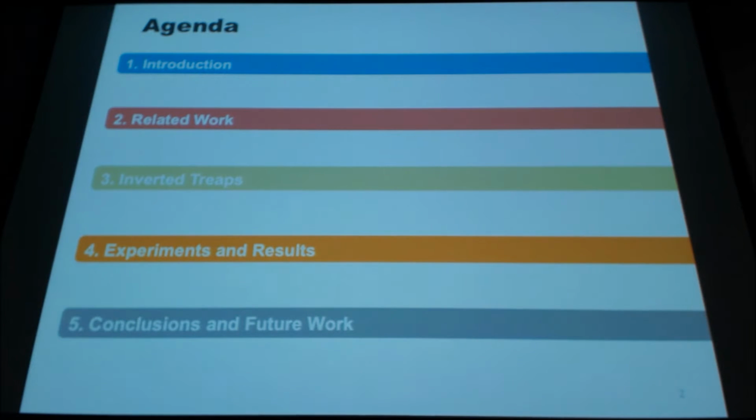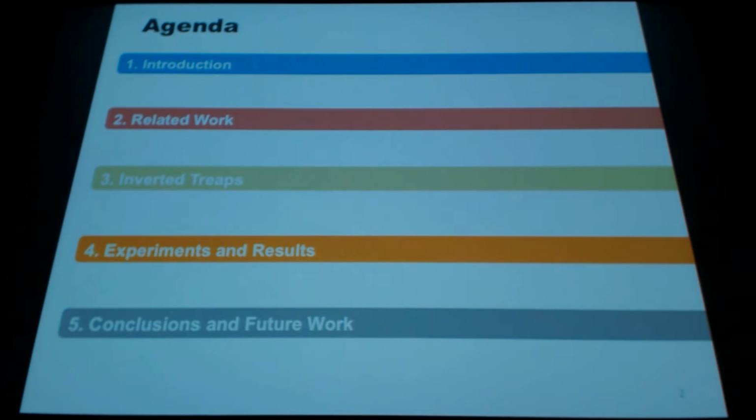I will try to make the introduction as painless as possible. We'll explain the problem that you probably already know, then the related work in terms of how we compress inverted lists and inverted indexes, and how we process them. I'm going to explain the inverted Treaps. That's the name I want for this data structure. It's not actually an official name, I'm just naming it like that. We'll show some experiments and results, and hopefully the conclusions and future work, where we can discuss a little bit about this.